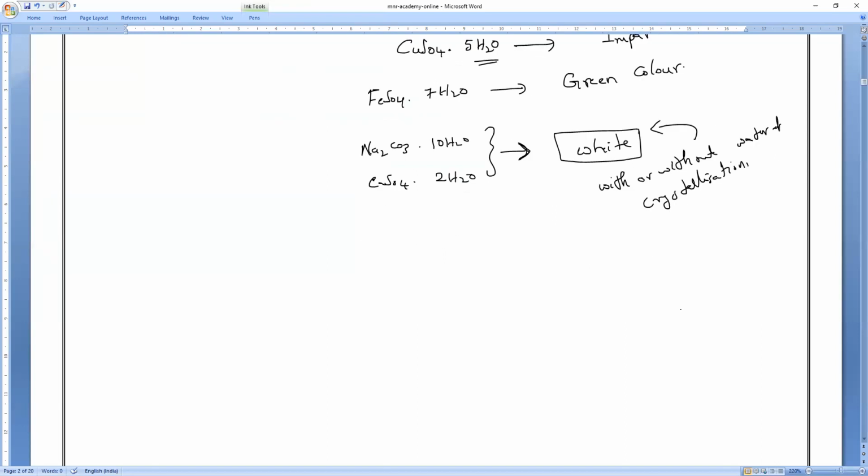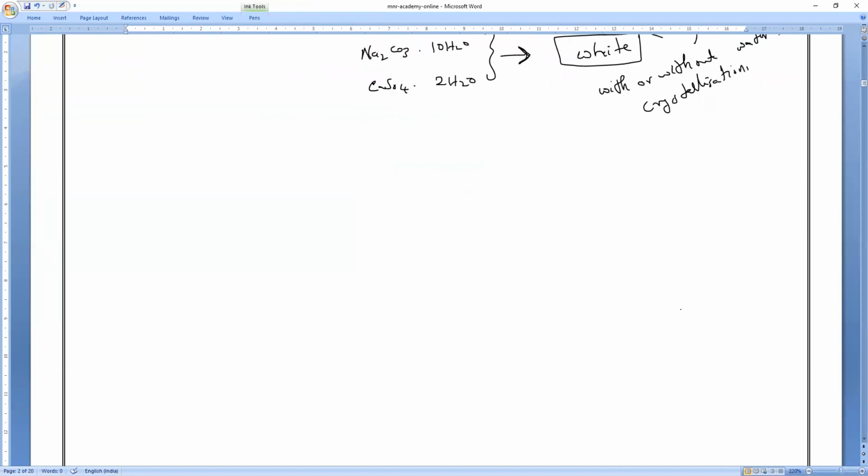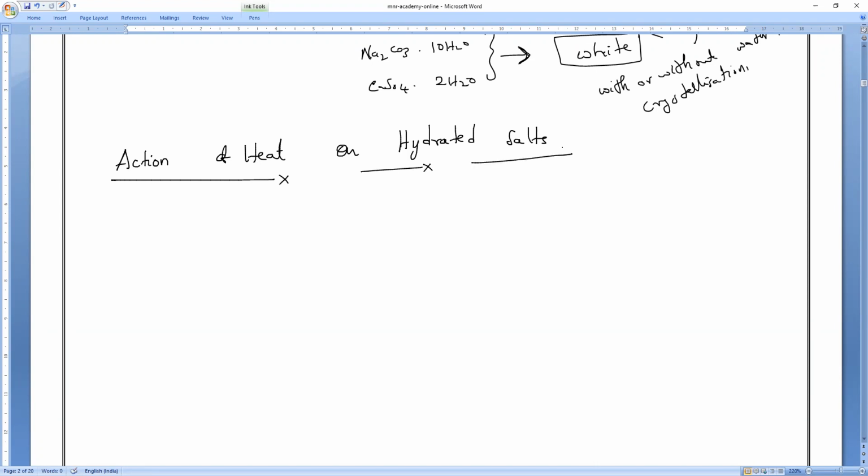That is what action of heat on hydrated salts means. What do you mean by action of heat? By heating we are trying to remove what? Water of crystallization. With the help of heat, we are trying to remove the water of crystallization. So when hydrated salts are heated strongly, they lose their water of crystallization.